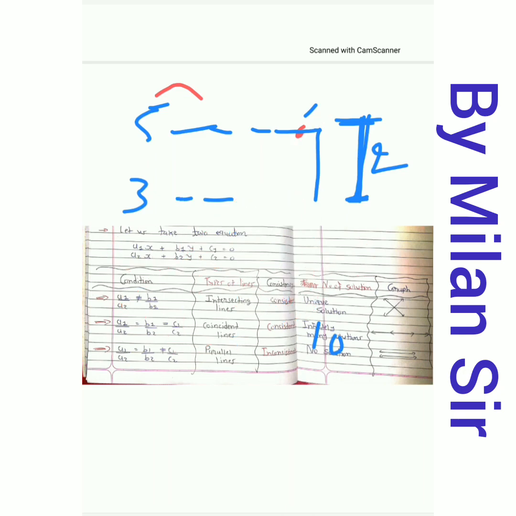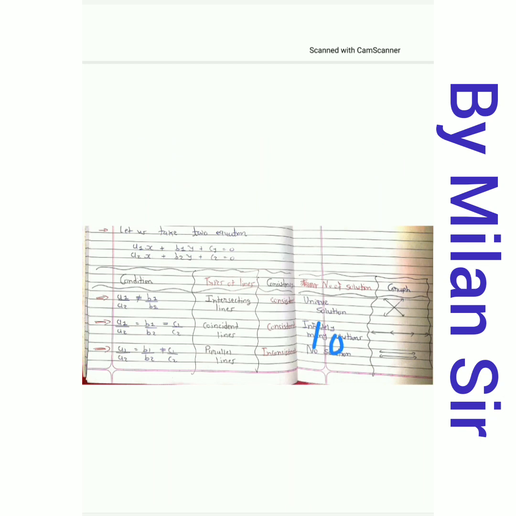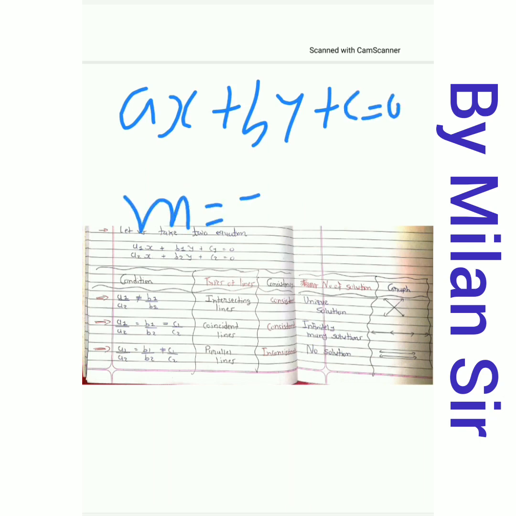Now if we have one linear equation, ax plus by plus c is equal to 0, then the slope is equal to minus a by b. The slope of a linear equation is represented by minus a by b.